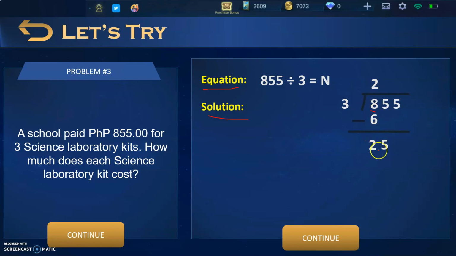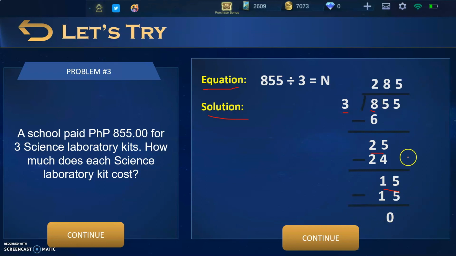Then bring down 5. 25 divided by 3 is equal to 8. And 8 times 3 is equal to 24. Then subtract. 25 minus 24 is equal to 1. Then bring down 5. 15 divided by 3 is equal to 5. And 5 times 3 is equal to 15. And again, subtract. 15 minus 15 is equal to 0.